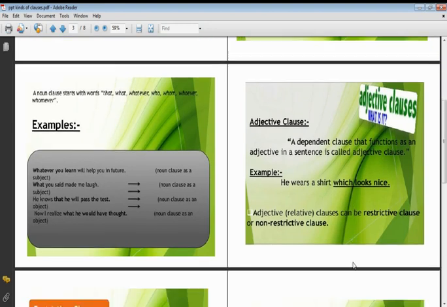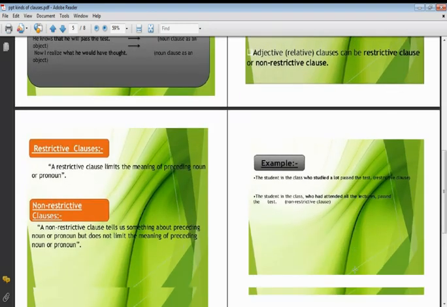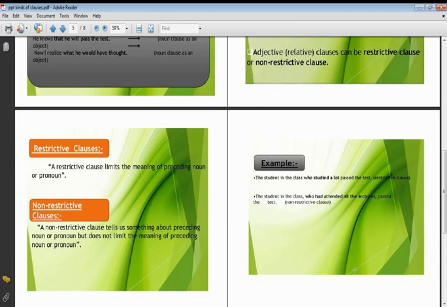Now the adjective clauses again are of two kinds: restrictive clauses and non-restrictive clauses. The other name of restrictive clause is essential clause. Both of these names can be used by the examiner, either restrictive clause or essential clause. So why do we call it an essential clause or restrictive clause? Because it is an essential part of the sentence and we cannot take it out of the sentence. We don't have this choice.